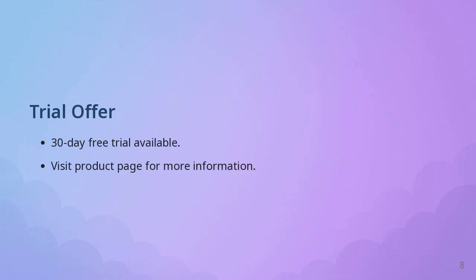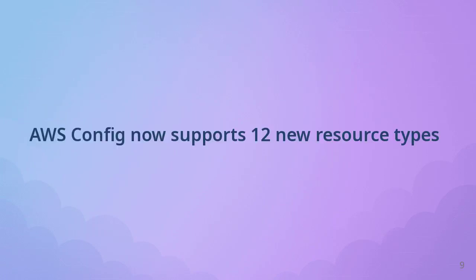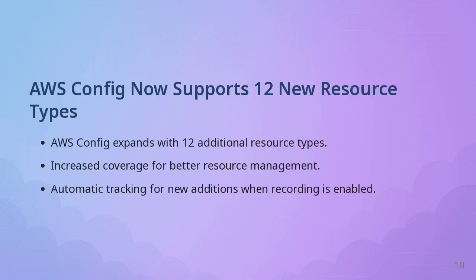AWS Config now supports 12 new resource types. AWS Config has now expanded to support an additional 12 AWS resource types. This enhancement offers greater coverage over your AWS environment, improving the ability to discover, assess, audit, and remediate a wider range of resources. If you have enabled recording for all resource types, AWS Config will automatically track these new additions.